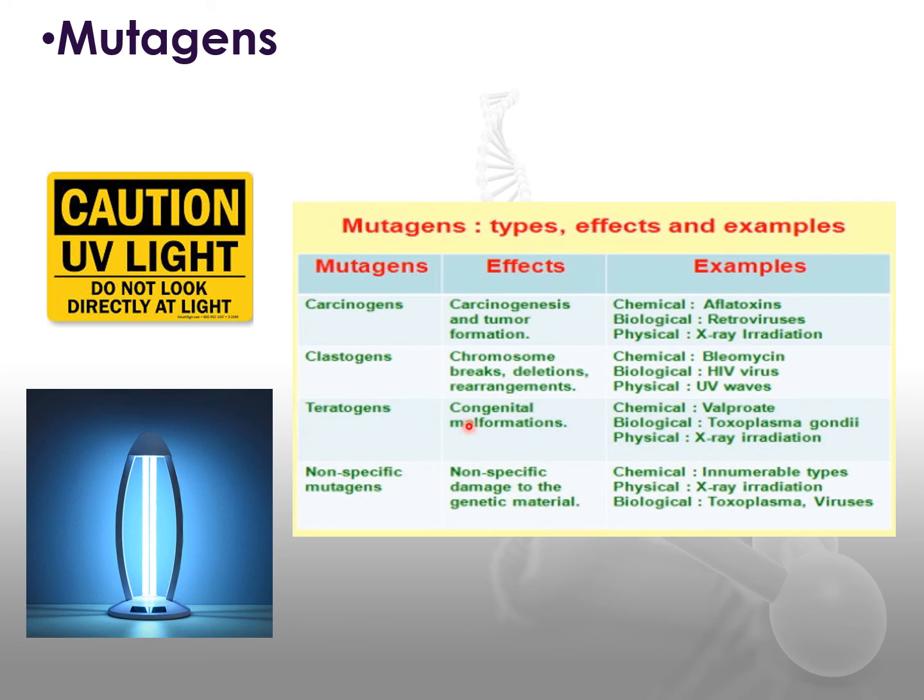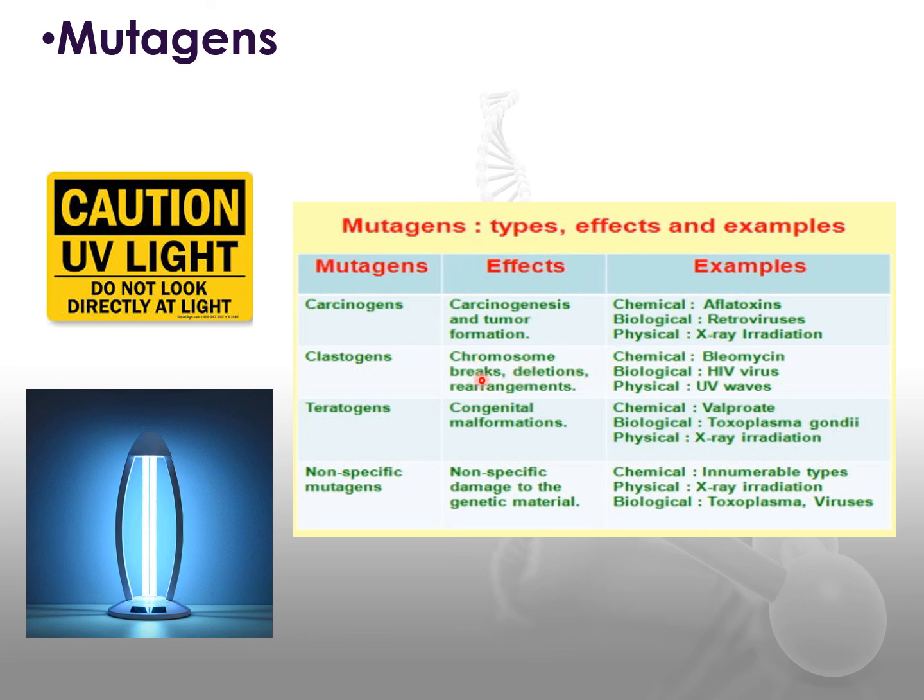Here's some other examples of some mutagens. So some of them would be considered in different classes, like carcinogens, clastogens, teratogens, and then there's just ones that are more non-specific in their effects, right? So carcinogens will result in the formation of tumors. And these are some examples right here. So X-ray radiation, we have UV rays, which can be considered a clastogen. X-rays can also be a carcinogen or a teratogen. And so the clastogens are going to cause breaks in the chromosomes, deletions, and rearrangements in the chromosomes.